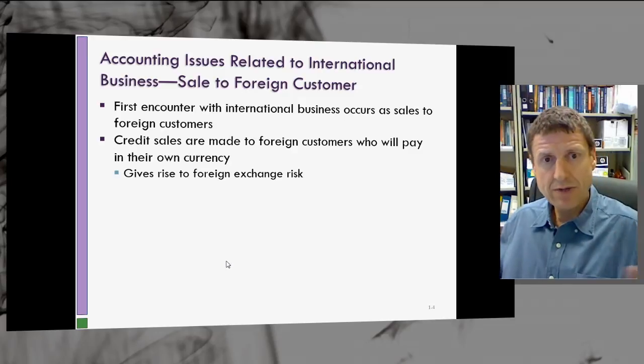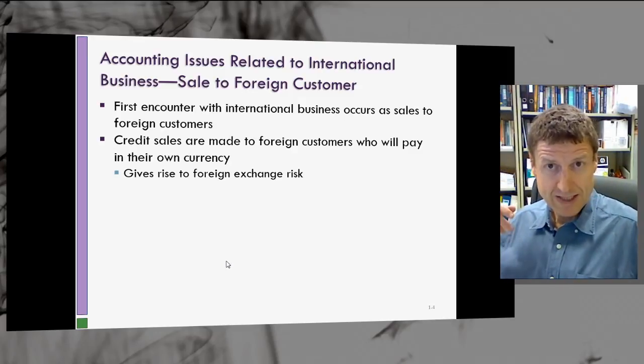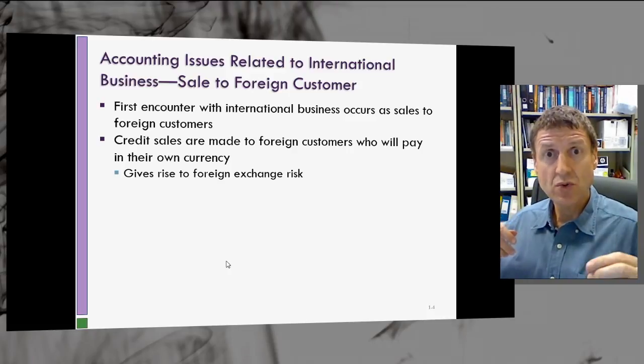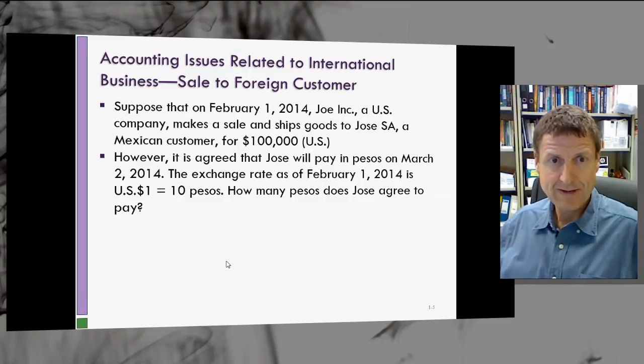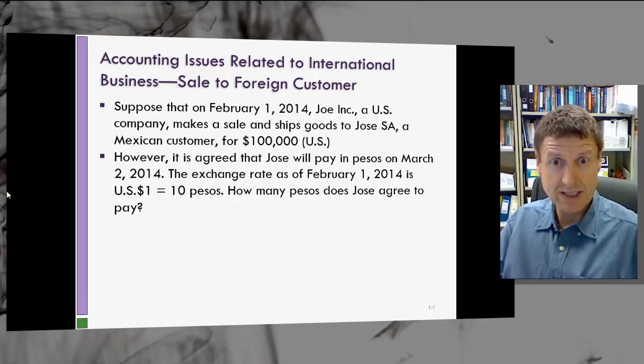So there's two things on this slide here. Number one is more about the actual international accounting transaction, and number two, the international accounting translation, that is foreign exchange translation. So we can have a look at an example here. An accounting issue related to an international business sale to a foreign customer. So suppose that, and this is not in the textbook, so do pay attention to this example.